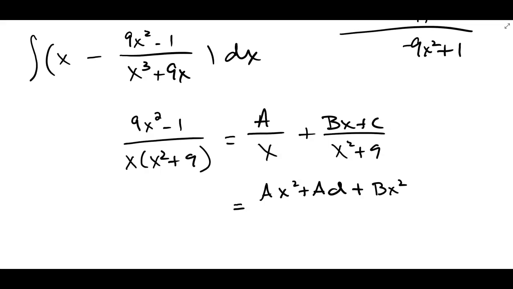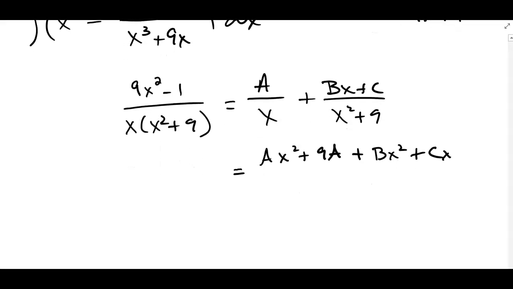When we solve the system, it might get a little more complicated. Make sure I have this right. Ax squared plus, let me write 9A, my 9 looked like a D, I don't know why, plus Bx squared plus Cx has to equal 9x squared minus 1. So what are my equations? Let's start with our x squared. That and that, so that's easy. A plus B equals 9.